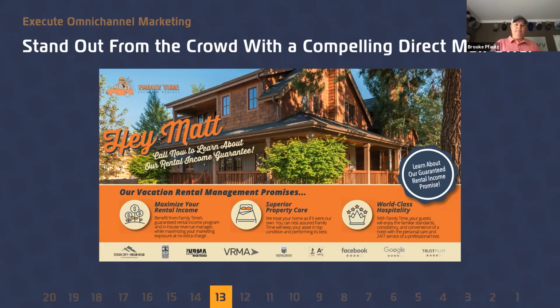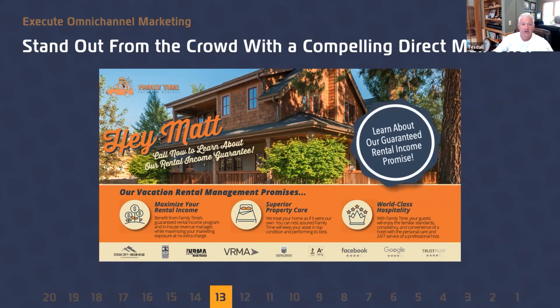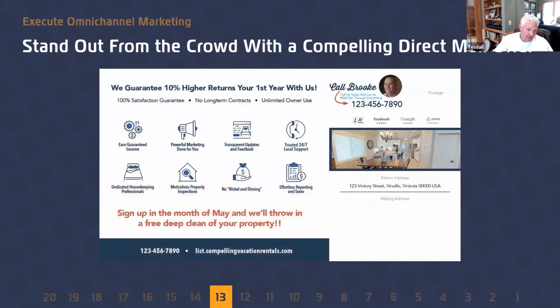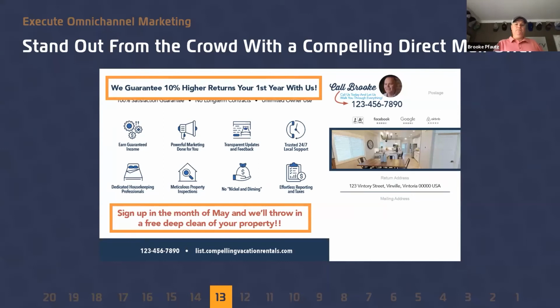Matt, what's the second hack? Definitely include a compelling offer. And that is something that a lead can't resist. Some examples that I've seen and or have done is a guaranteed income program, maybe offer a free deep clean, reduce commissions for the first year. Honestly, it can be anything. Your market maybe will drive something that's pertinent to you, but just do it.